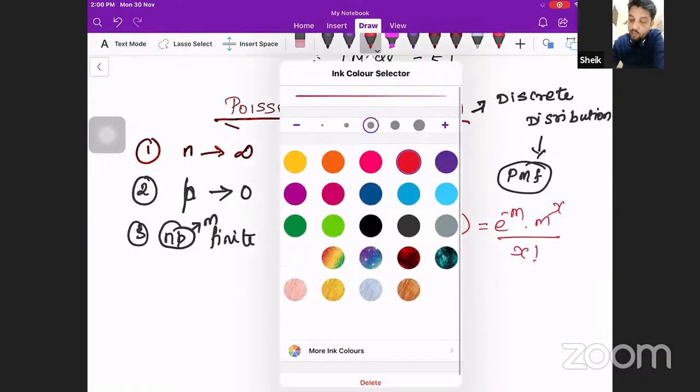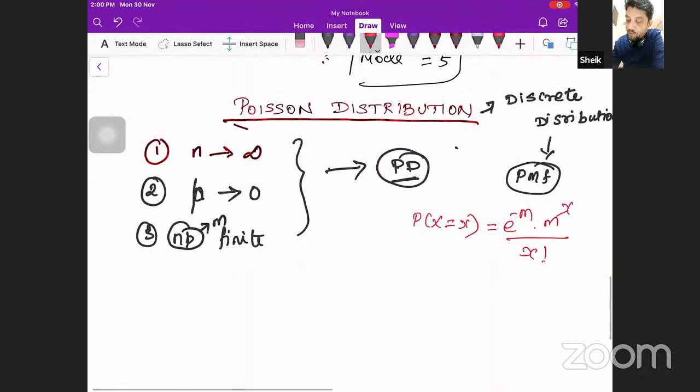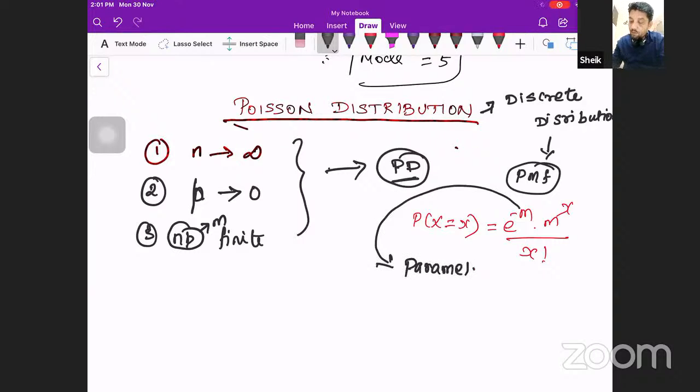See, at your school level, you might have learnt this m by the name lambda. So either you can put lambda or you can put it as m. That is up to you, my dear. This m is nothing but our np. Here this m is our parameter.